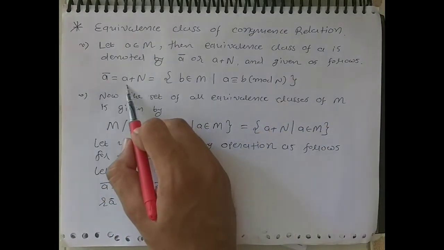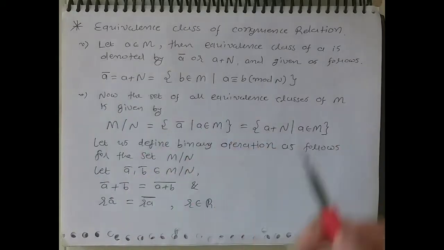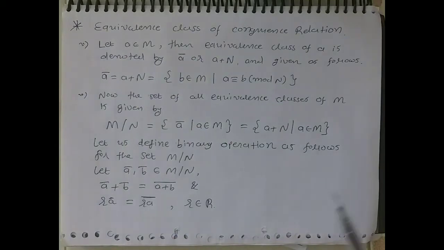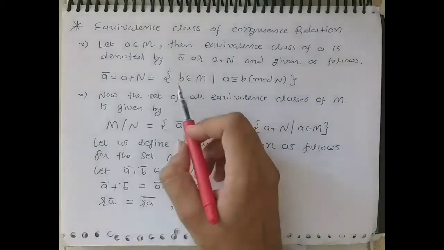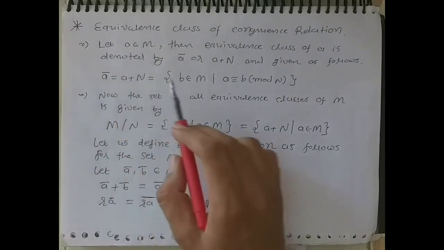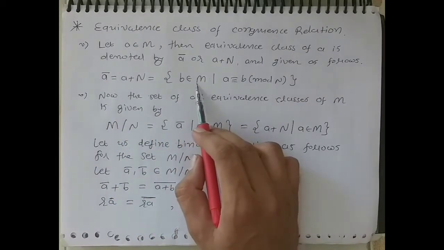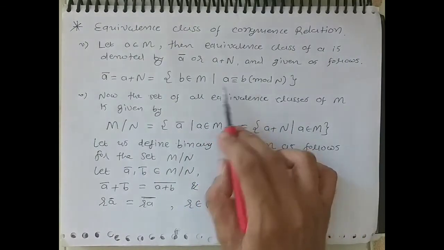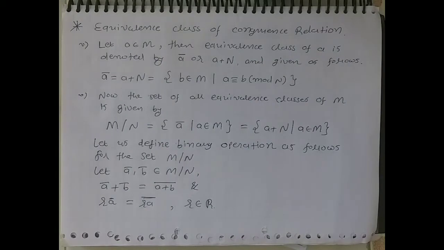What is the meaning of the equivalence class? We consider those elements which are in the congruent modulo N relation with the element A. So the equivalence class of A means the set of all elements B belongs to M having the congruent modulo N relation with A. So this is the equivalence class of A.